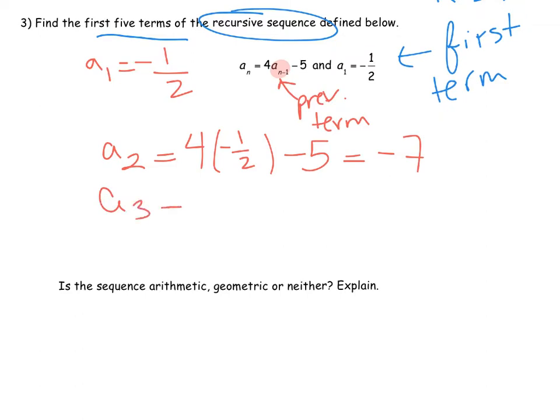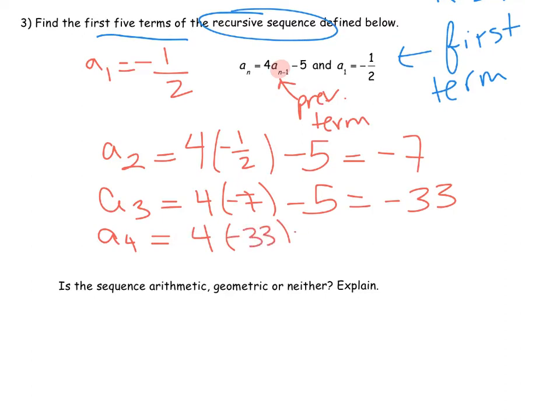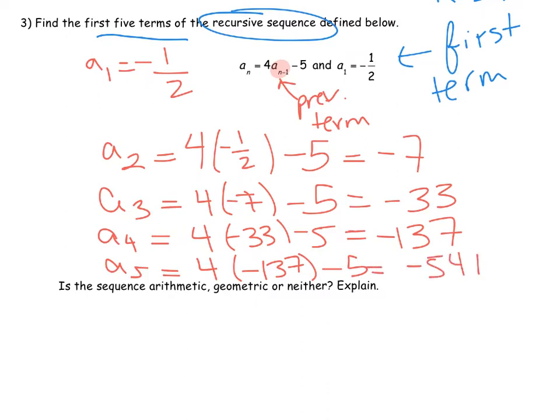To get the third term, it's the same process. I have 4 times the previous term, which is negative 7, minus 5, and I get negative 33, and this pattern continues. If I fill in for a sub 4, I'm doing 4 times whatever my previous term is, and I get negative 137. And lastly, to get a sub 5, our fifth term, I have 4 times the previous term, which is negative 137, minus 5, and you get negative 541. So these are your first 5 terms here. I'll highlight them over.